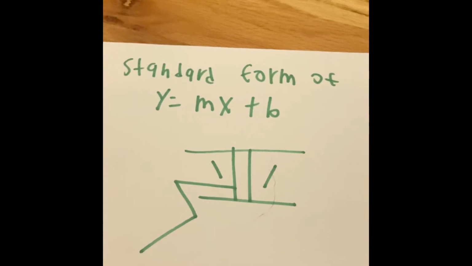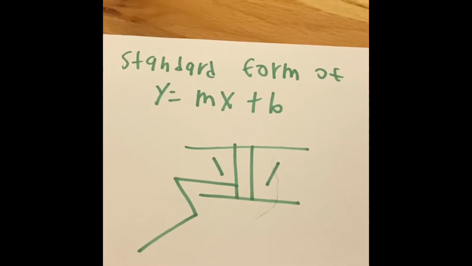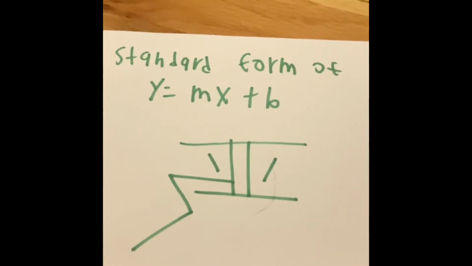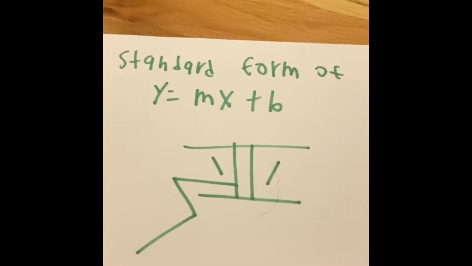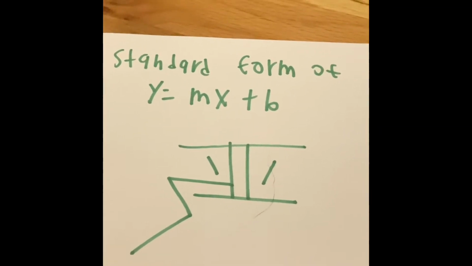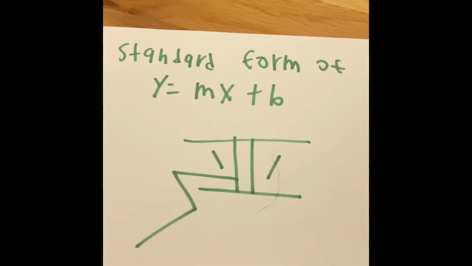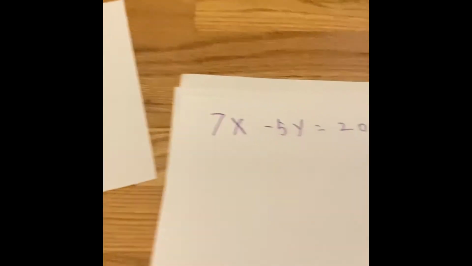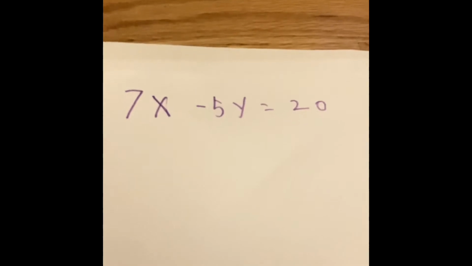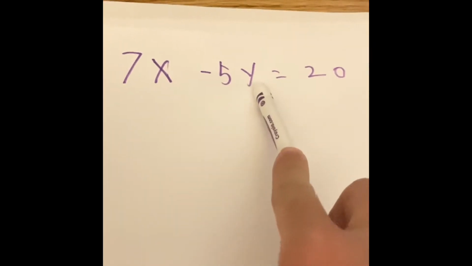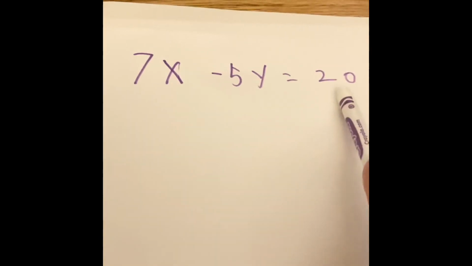Hey, this is Topping Eli's Math Industry, and we're going to understand what standard form is, how to turn it into a y equals mx plus b equation, and how to find the x and y intercepts. Standard form is sort of like a jumbled mess compared with y equals mx plus b, because the y is not isolated. You just have this random equation.